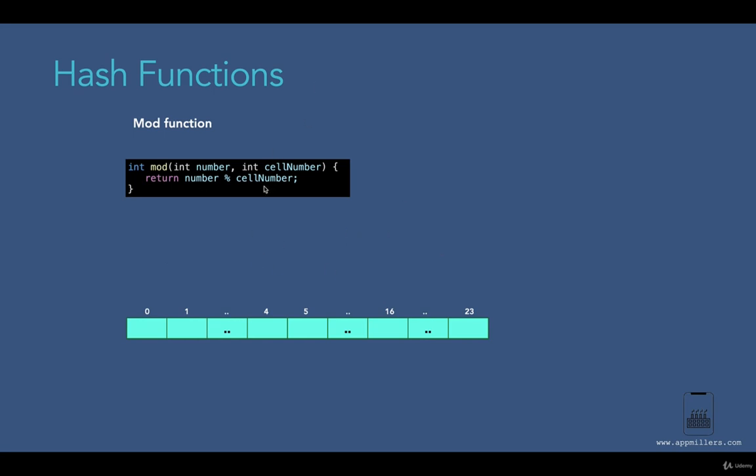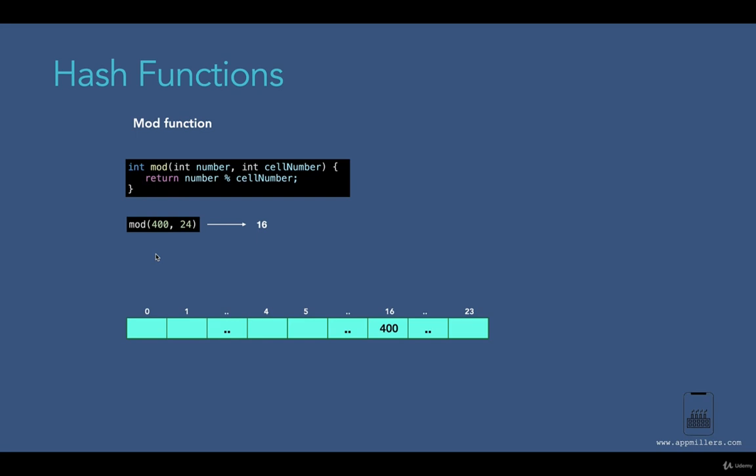To make it more clear, let's look at real examples. Let's say we want to insert 400 into this array. In this case, we are going to call this function with the first parameter 400, and the second parameter, in our case, is 24 because the number of cells over here is 24. If I divide 400 by 24, the remainder will be 16. This means that we can use this 16 as the index of this array and insert 400 at this index. So we are going to insert 400 at index 16.